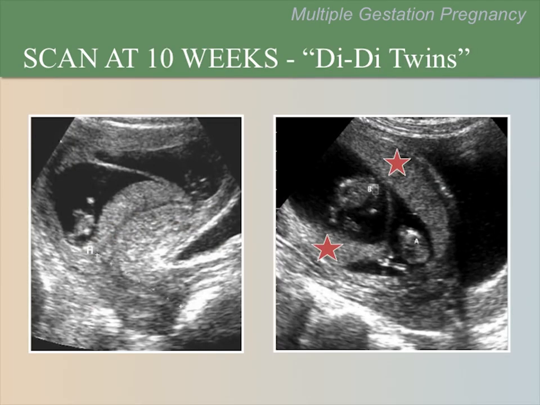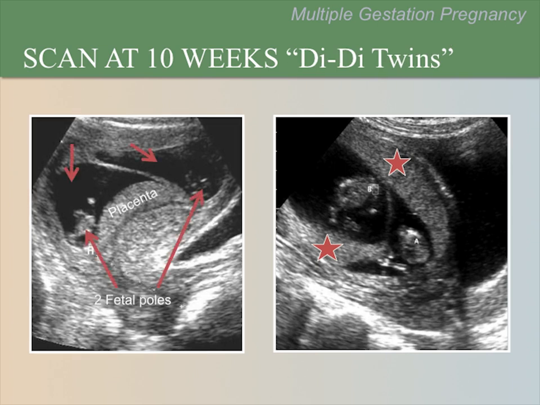Here are 2 images that are also typical of a di-di twin pregnancy at 10 weeks. Please ask a volunteer to identify what they see in the left image and pause the video. Here we have labeled the 2 gestational sacs, 2 fetal poles, and placenta that can be seen in this image. Note that the dividing membrane looks thick in this image, which is typical in a di-di twin pregnancy. There are 2 placentas in this pregnancy, but only one of the placentas can be seen in this image.